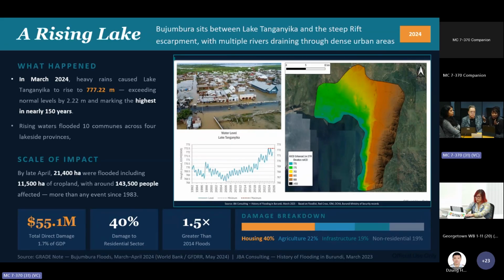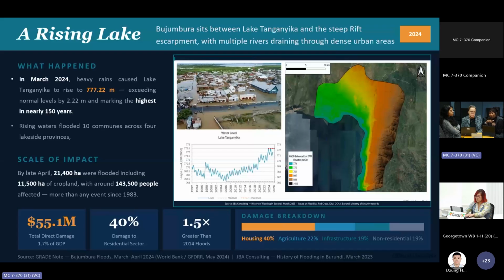So when we had record levels of 777 meters, the land area was more or less 2 meters below what the lake had risen to. And that event actually impacted over 143,000 people and caused up to $55 billion in damages, of which 40% was in the housing sector, but 22% was in agriculture. And as an agrarian society, this had a significant impact.